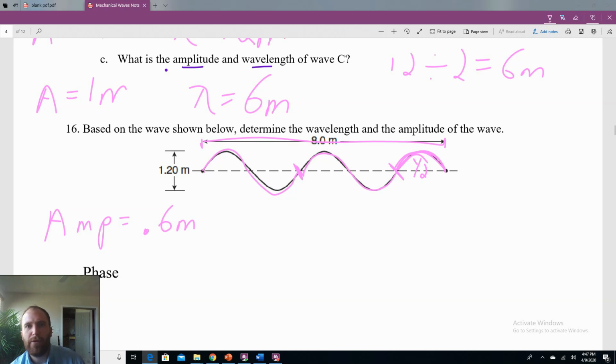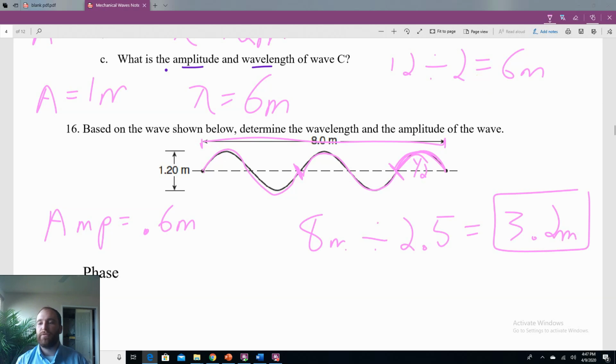How do we figure out how long each part is? I think we should divide, just like we did up here. Right, we took that total length divided by how many waves there are. It's a little easier to think about when the number's easy, like 12, 2, and 6. But we can take the same logic and apply it here. We've got 8 meters. We're going to divide it by 2.5 waves. And you get, I think I got 3.2 meters there. Cool. So that's amplitude and wavelength.